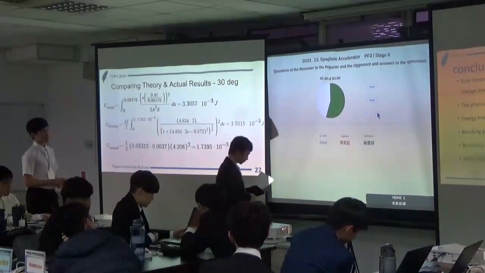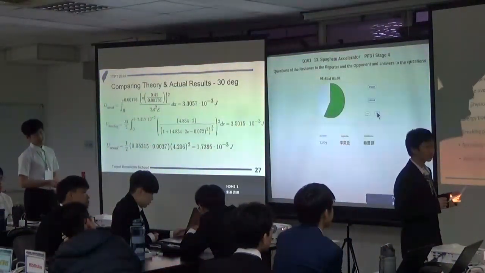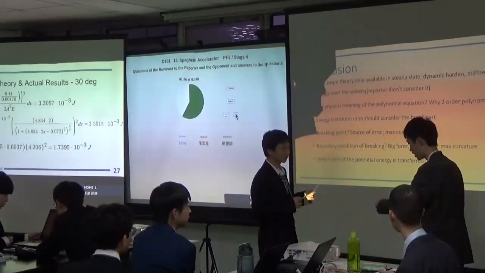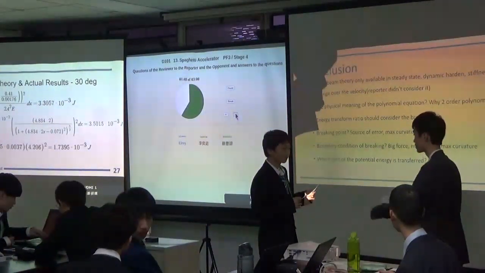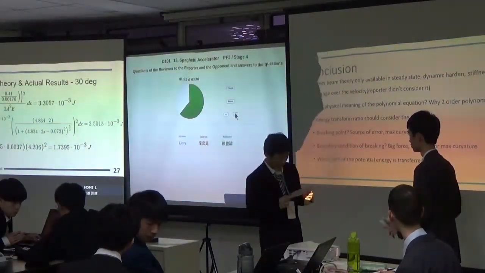Okay. So do you think that the moisture of the spaghetti is really important? Yes, because it causes different properties of the spaghetti. What property? Like the stiffness and other stuff. Okay.